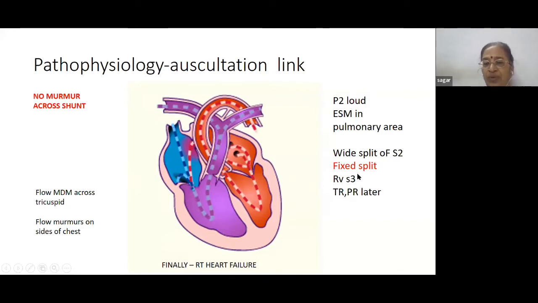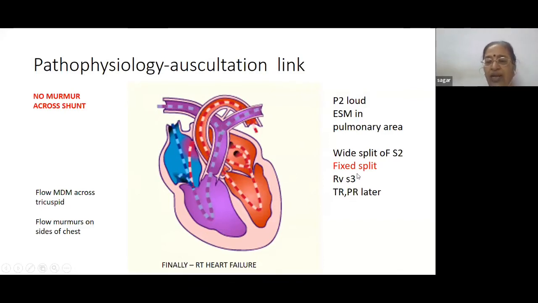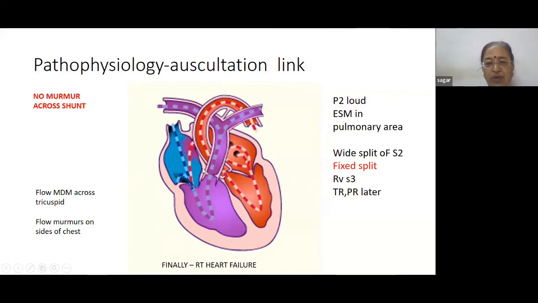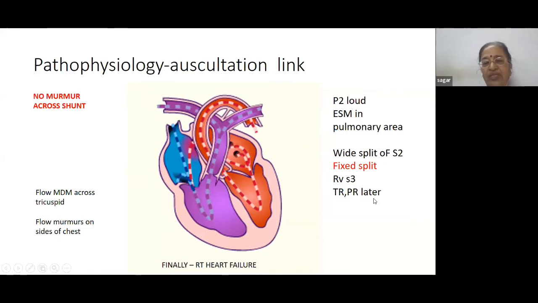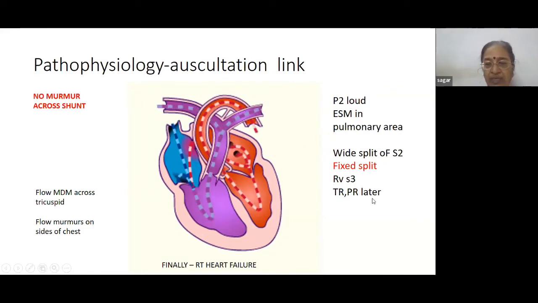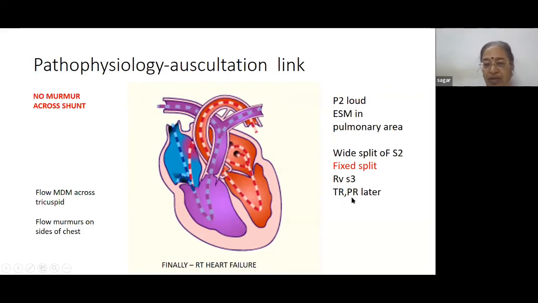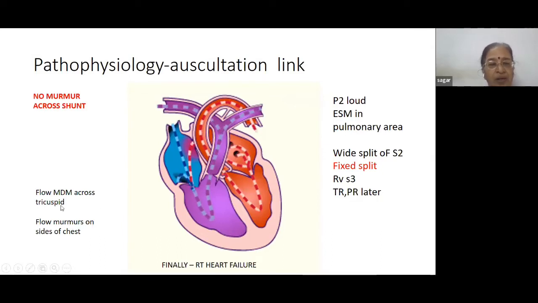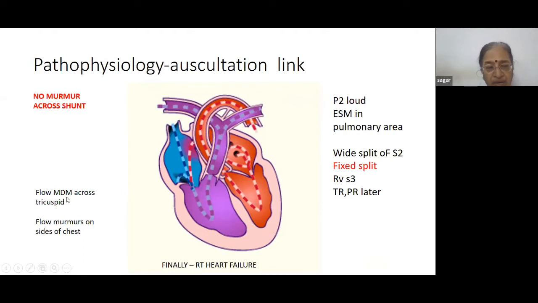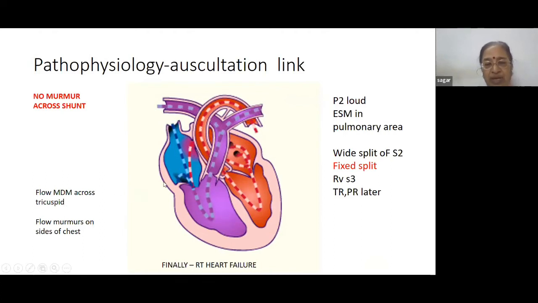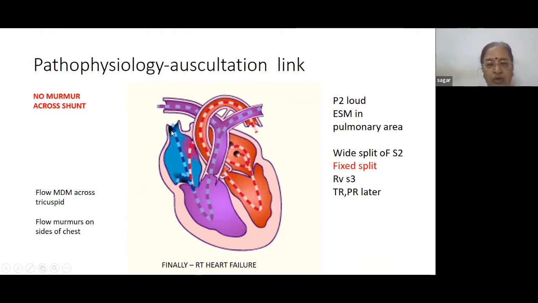Then there is a fixed split about which I will talk in a while. And then there is an RV S3 because of increased blood going into the RV. A TR and PR can come later when there is development of pulmonary artery hypertension. Tricuspid regurgitation and pulmonary regurgitation can come later. Look at this side. There is a flow murmur, flow MDM, mid-diastolic murmur across the tricuspid area. Now, why does that happen? Because you got blood coming from the veins, you got blood coming from the shunt.